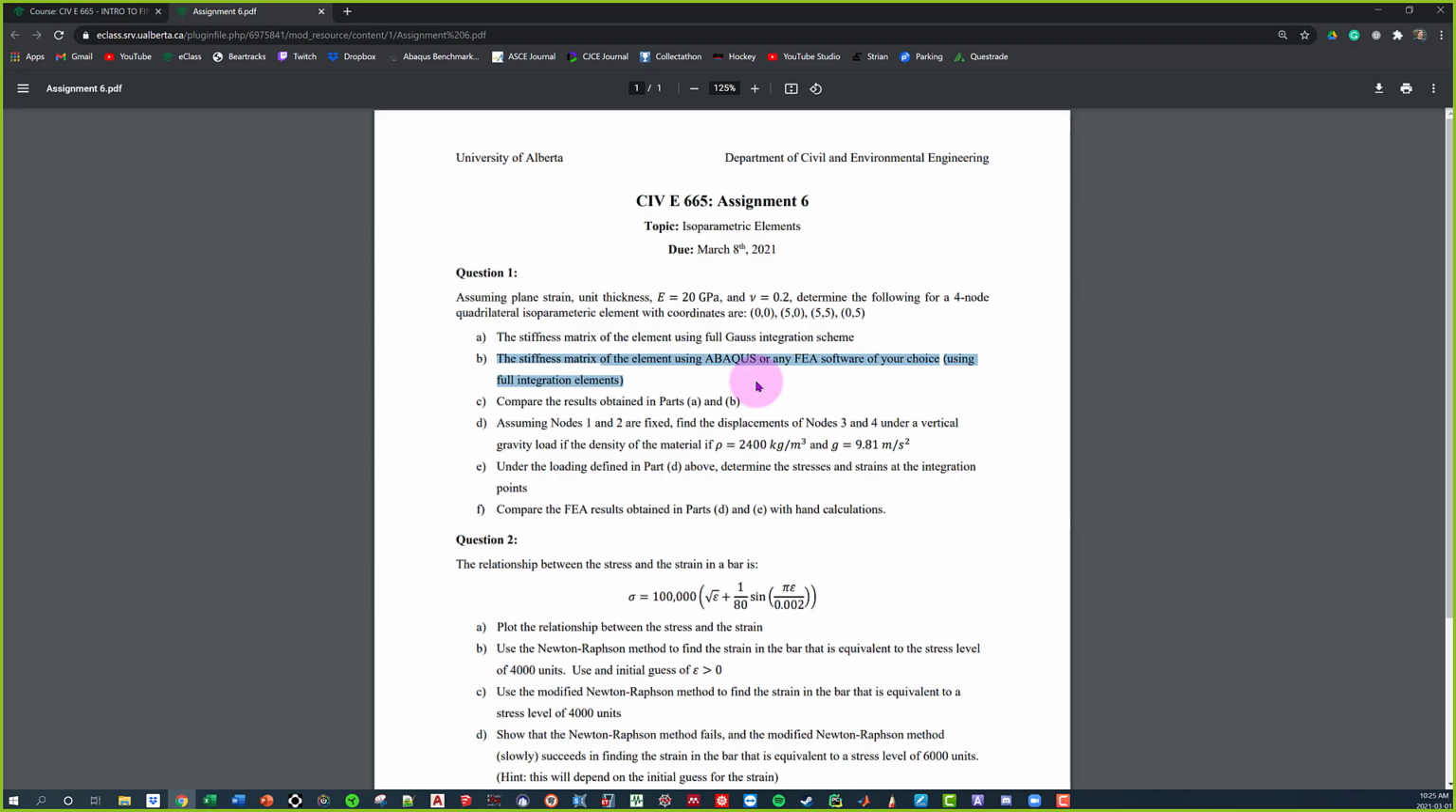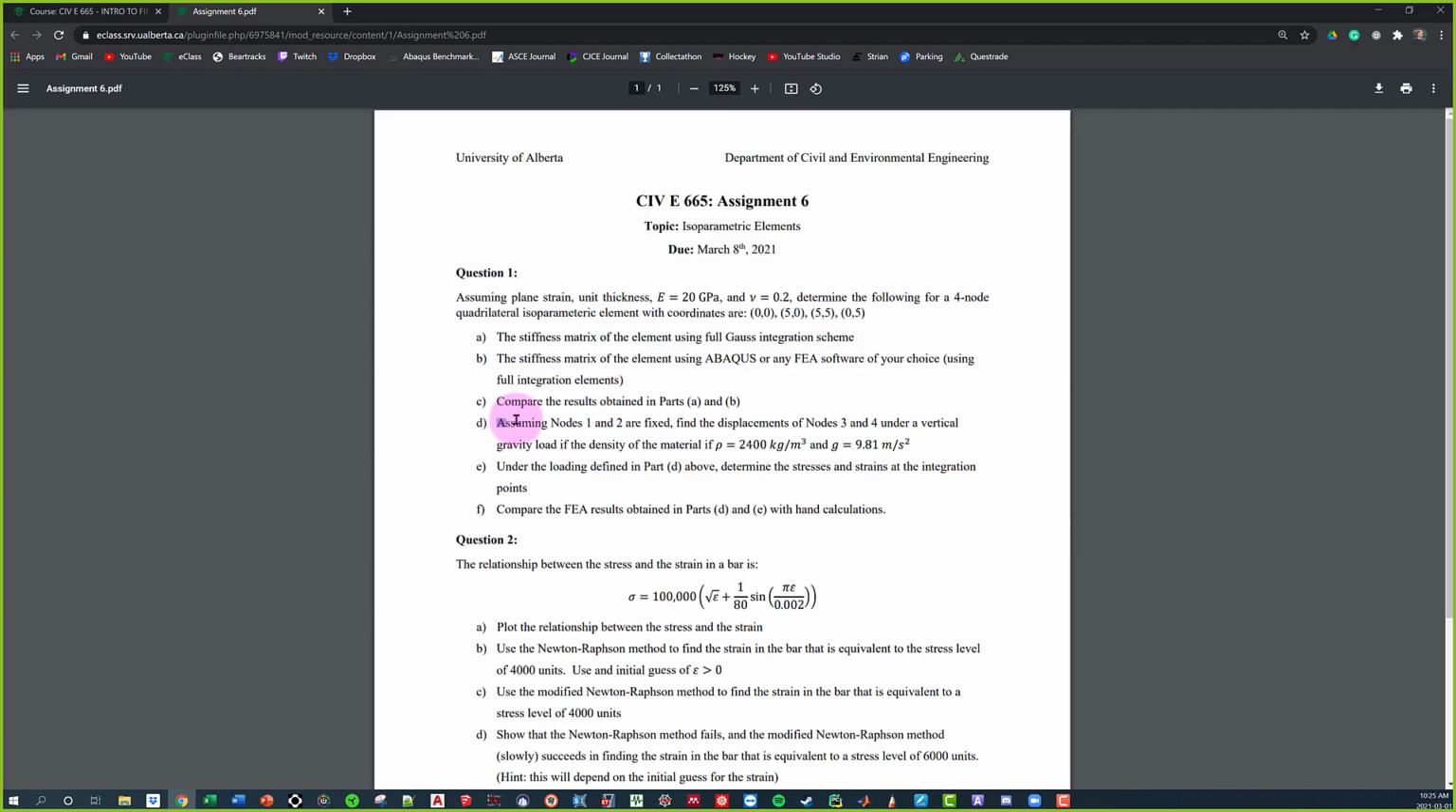What do you guys think? How to find the stiffness matrix of an element in ABAQUS. That's where the trick comes in. Radio silence? Don't know? All right, well, I'll show you guys. So that's not going to be too bad. Nice and easy. And then part C is just compare the two results.